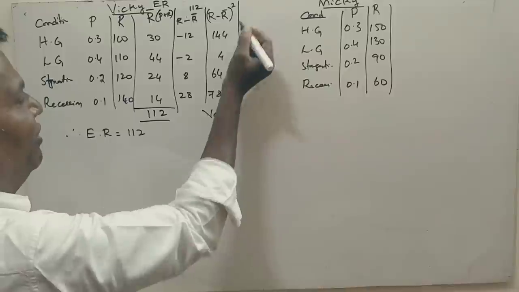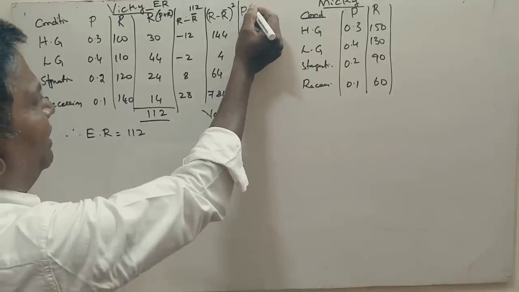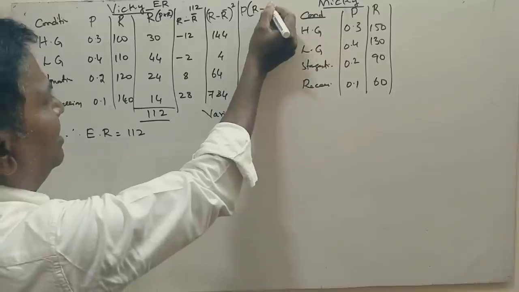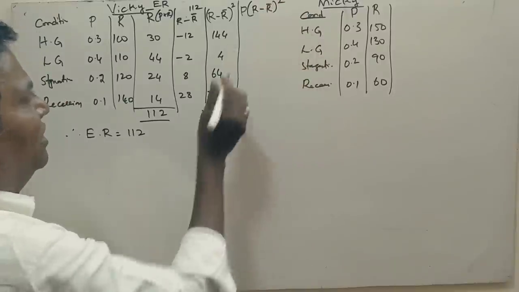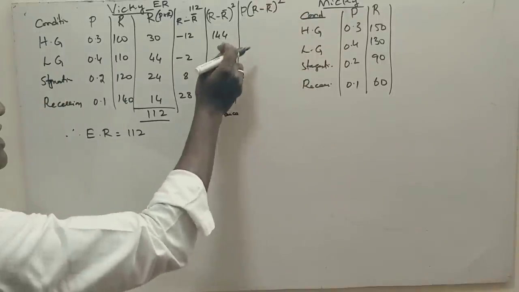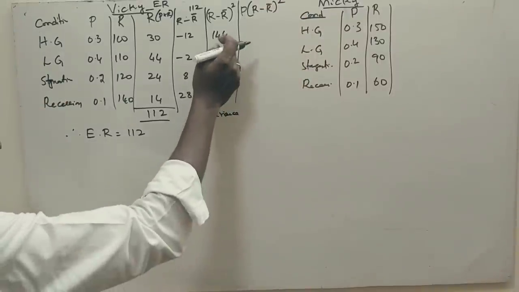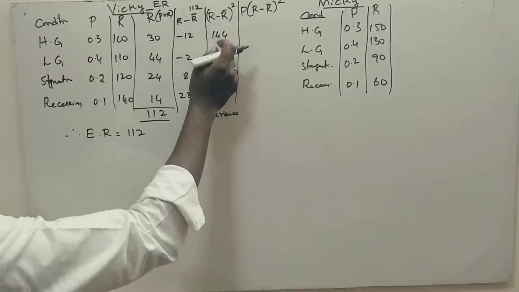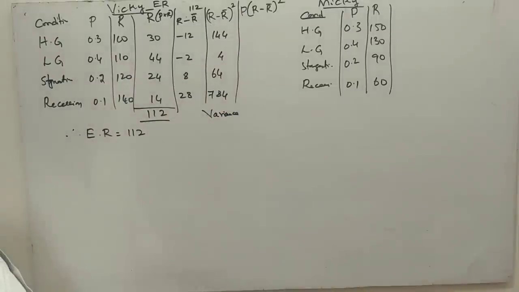Now, what is the next and last step to get? We get the variance. What is the meaning of variance? How we get it is the probability into R minus R dash square. That means this R minus R dash square should be multiplied with the probability.